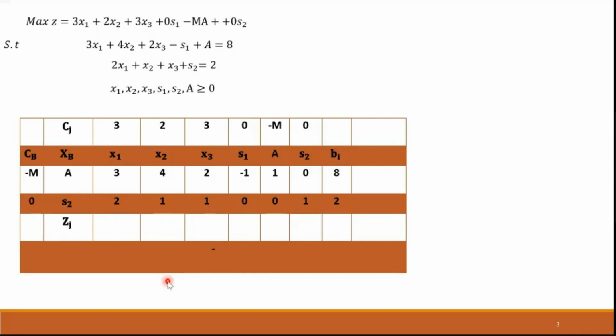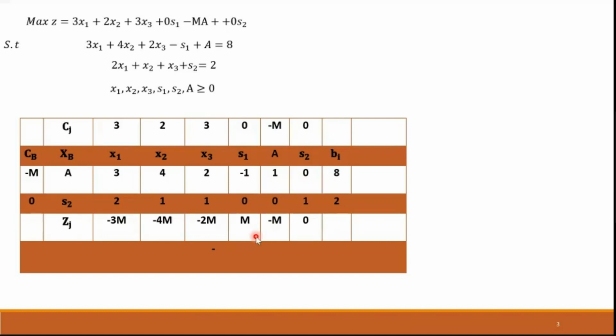उसके बाद हमको लिखना है ZJ. ZJ कैसे निकालते हैं? -m into 3 plus 0 into 2. For the first column, it is -m into 3, 0 into 2. That will become -3m. Second column के लिए -m into 4 plus 0 into 1. So -4m. -m into 2 plus 0 into 1. -2m. -m into -1, that is m.